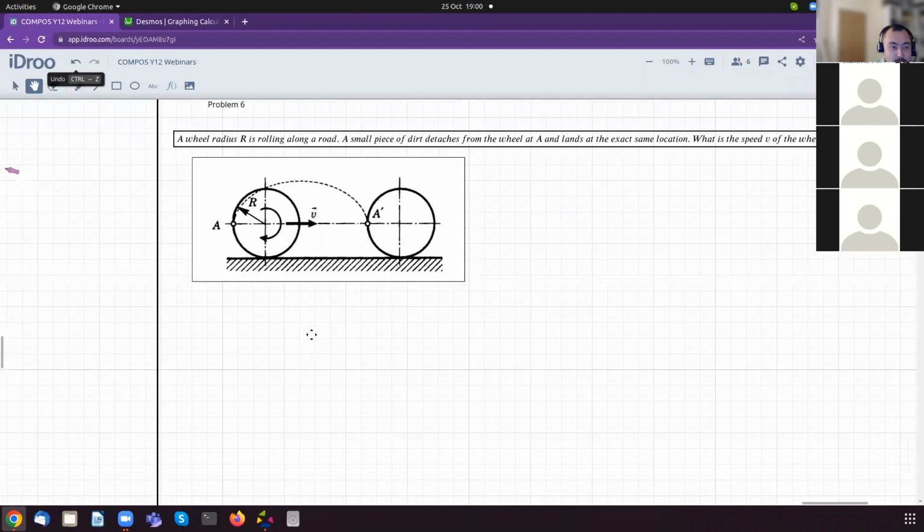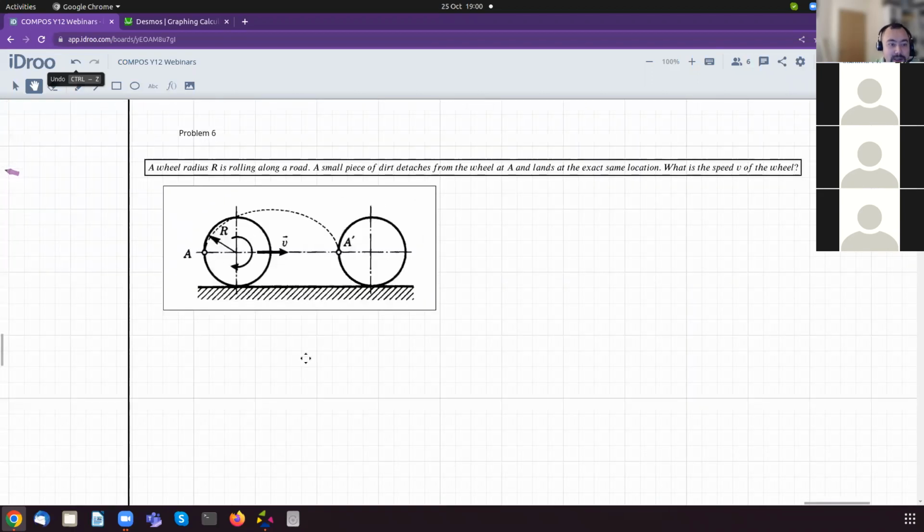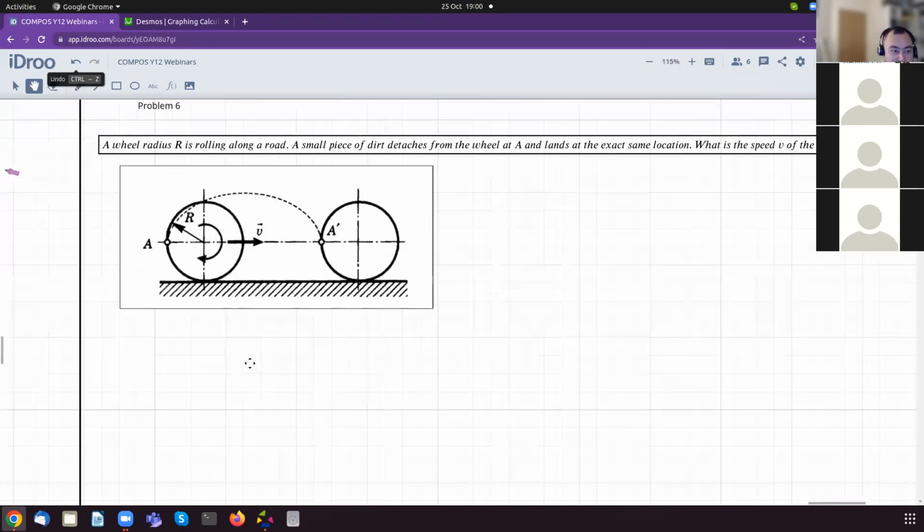Okay, problem 6. A wheel of radius r is rolling along a road. A small piece of dirt detaches from the wheel at A and lands at the exact same location after one complete circle. Actually, it doesn't specify that it's one complete circle, so we'll keep in mind that maybe the wheel has made several rotations before the piece of dirt lands. So we need to analyze what's happening at A. So this is point A.